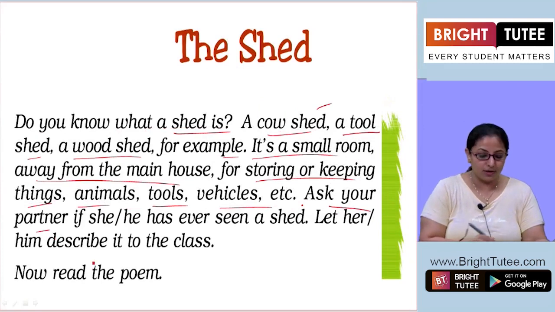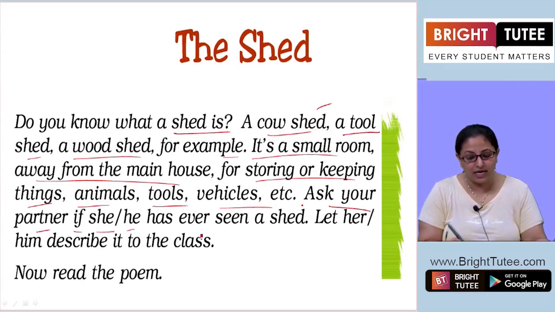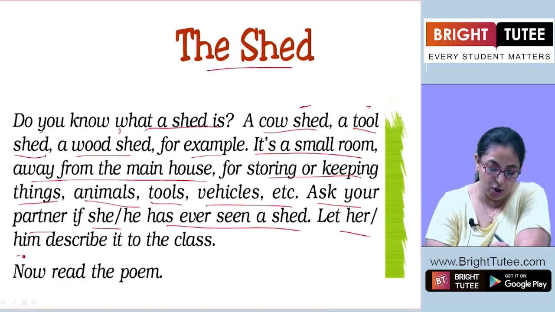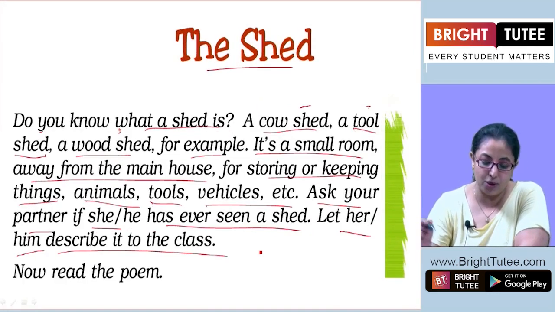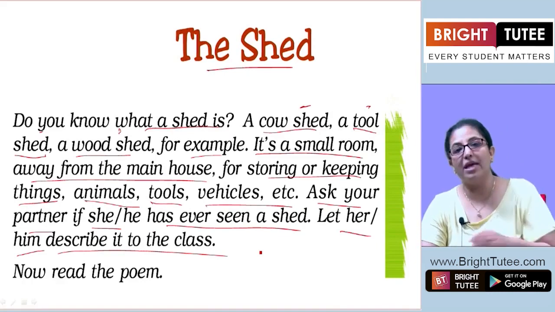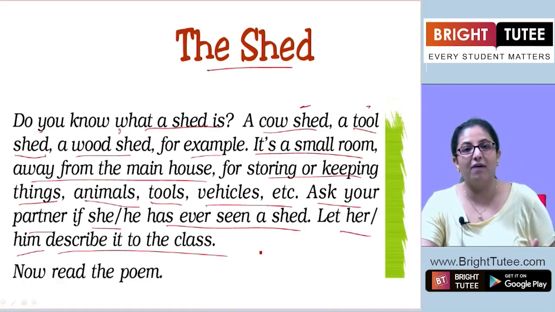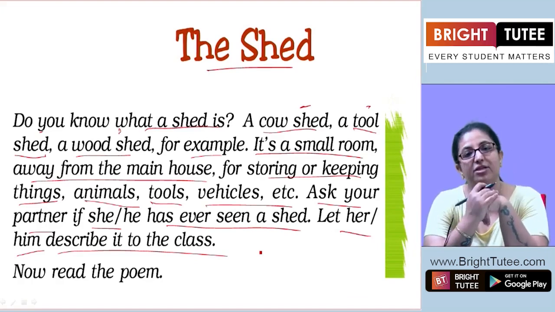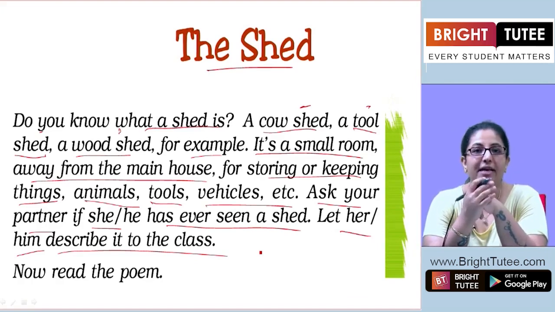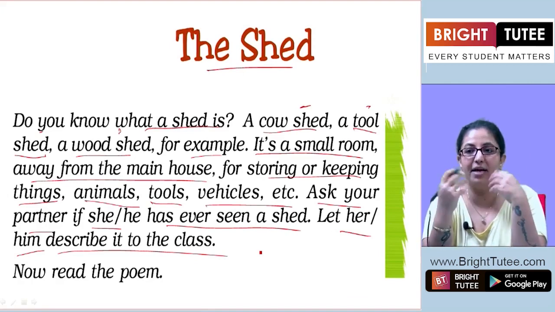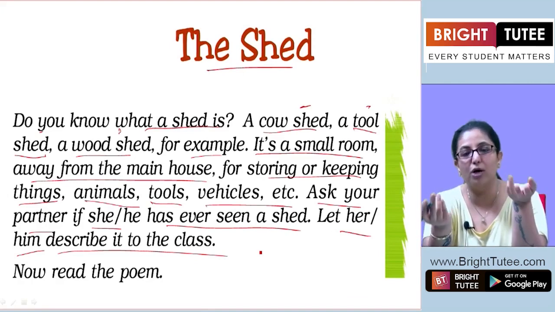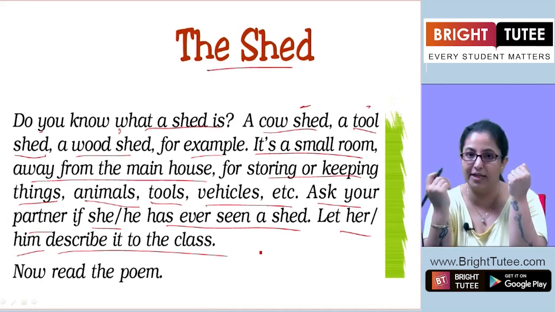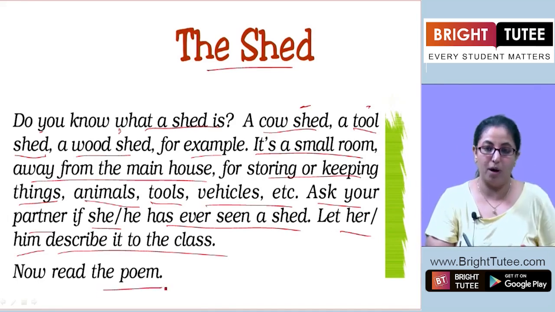Ask your partner if she or he has ever seen a shed. Let her or him describe it to the class. Now we can discuss it with our friends or siblings if we have seen the shed, and if we have, then a description is needed. We can discuss how it looked, where did we see it, whatever was there in the shed and all that. Let's read the poem.